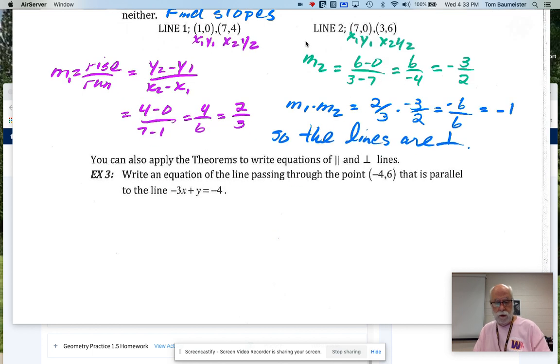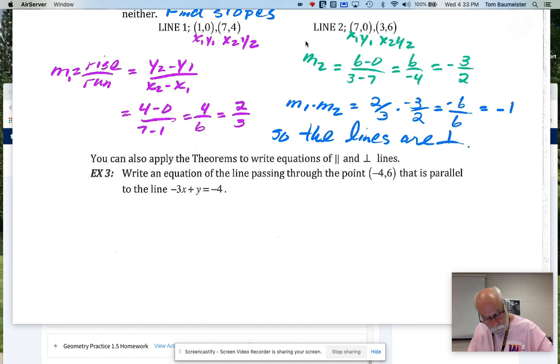All right? Let's do some more problems here. Some of these you've probably seen before in Algebra 1, so we're just going through some more just like it. You can also apply the theorems to write equations of parallel and perpendicular lines. Write an equation of the line passing through the point (-4, 6) that is parallel to the line -3x + y = -4. I started to say y first because we want to get it in slope-intercept form, which means we're going to get the y by itself. So step 1, put the equations into slope-intercept form.